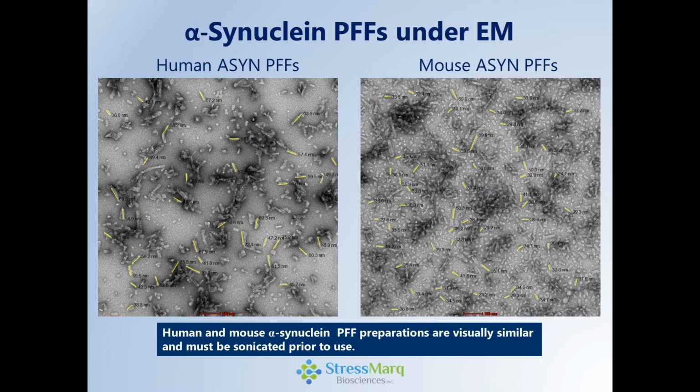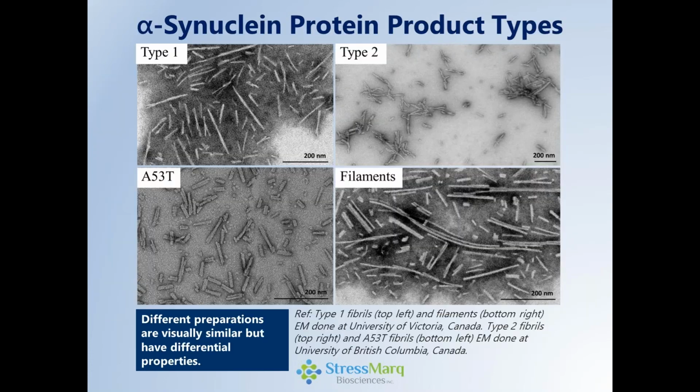There's nothing really to show any differences, although mouse alpha-synuclein preformed fibrils tend to be more aggressive in vivo than human ones. Again, from an EM perspective, if we look at type 1 and type 2, which are the two main types of fibrils that have been investigated in the literature, and compare it to the familial mutant A53T in the bottom left-hand corner against the filaments, which are the soluble protofibrils, which do not seed, visually, they look very, very similar.